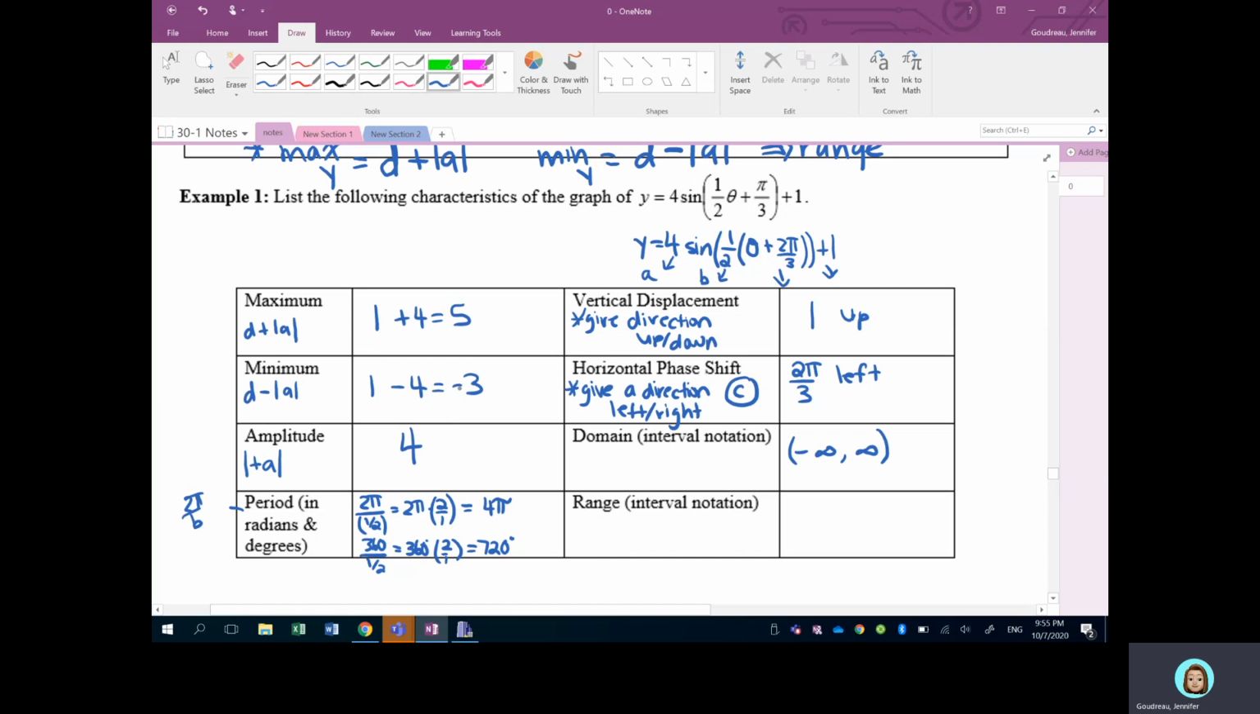You could also think about this in terms of transformations. So originally, sine is going to be between 1 and negative 1. When we stretch it by a factor of 4, now it's going to go between 4 and negative 4. And then we move everything 1 unit up. So it's going to go from negative 3 to positive 5. So for max and min, you could also get those values just by thinking about the transformations. Once we have them, we could go ahead and write our range now in interval notation from -3 to 5. So looking at the parameters, that's going to help you write all of the characteristics of the graph.